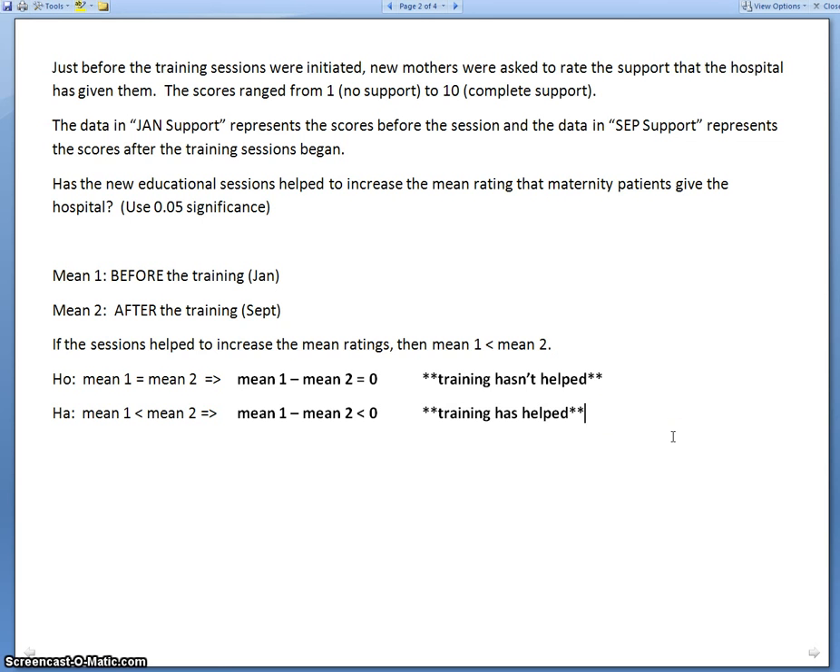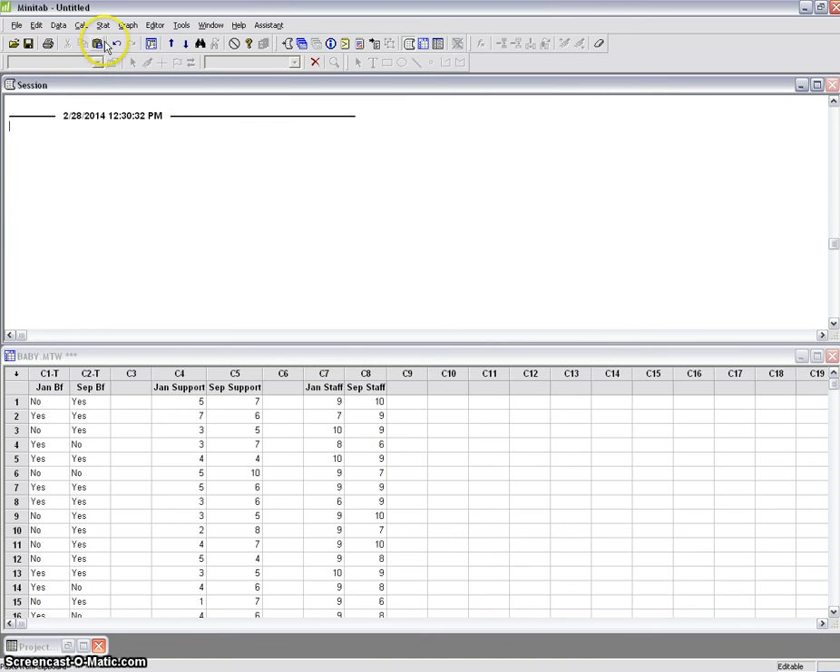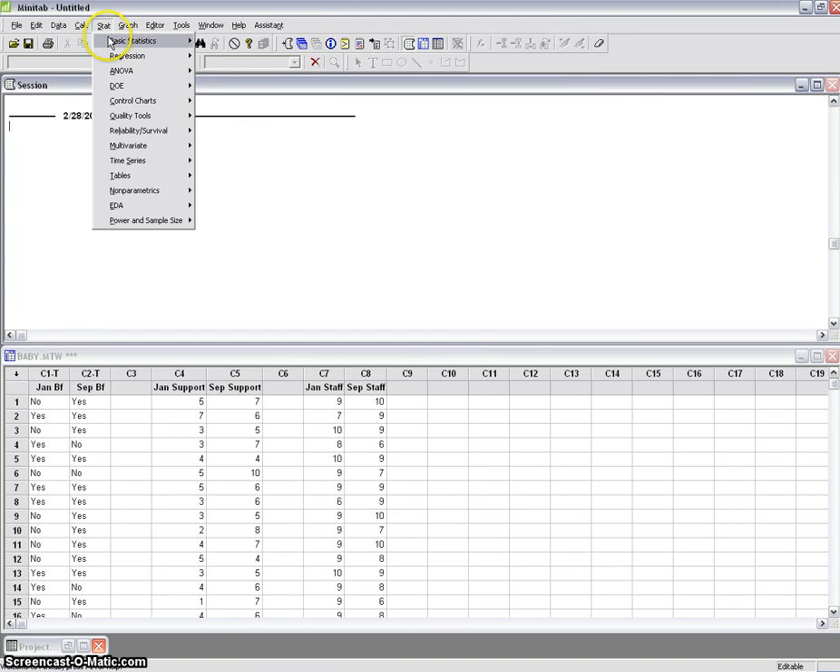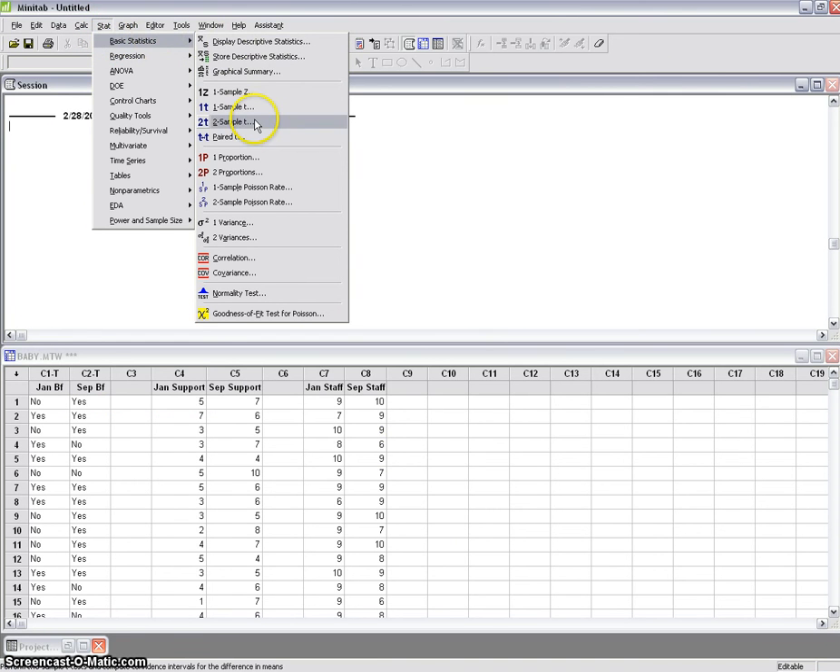Right? So how are we going to put this information into Minitab? It's actually quite simple. We go into Minitab, we go to Stat, Basic Statistics, and we're doing a 2-sample T.